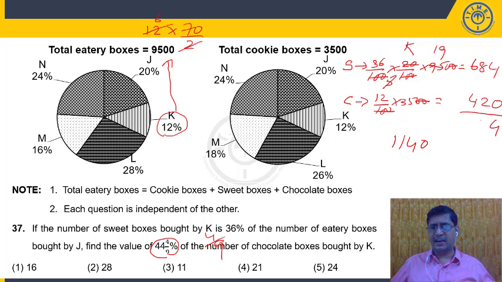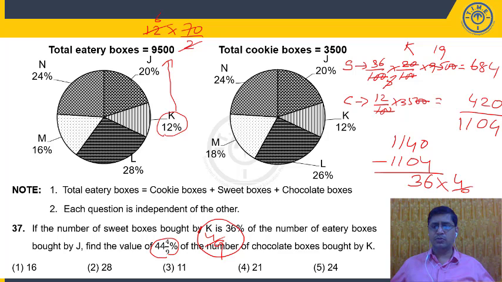Now 4 as it is, and here it is a 0, and it is a 11. That makes 1104. When you subtract 1104 from 1140, the result is 36. 36 is the result. What we need to find is 4 by 9 of the chocolate boxes, which means 4 by 9 of this.